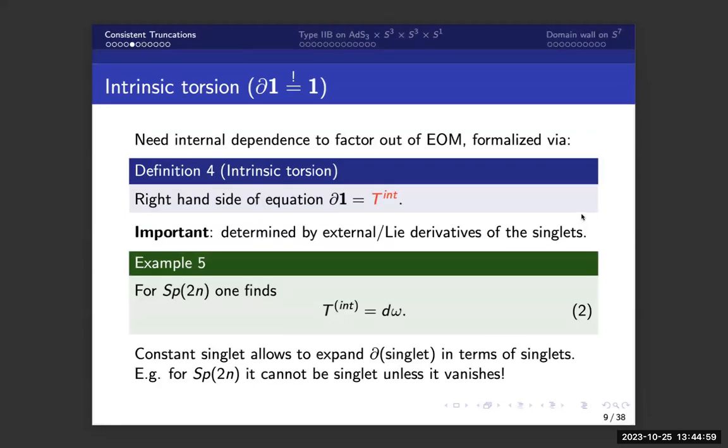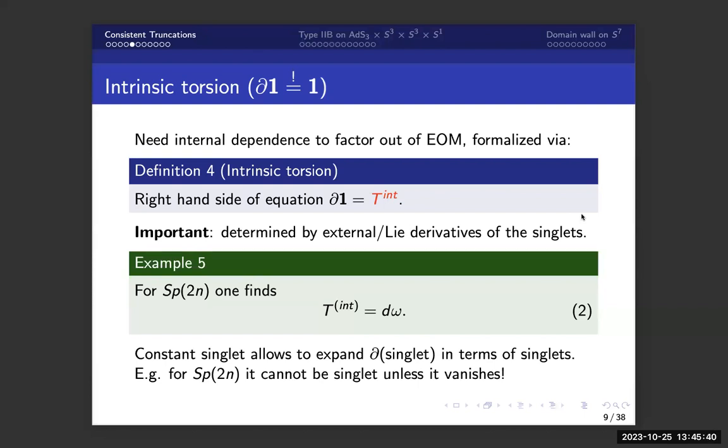Now, the second condition, like I said, one requires to be able to expand the derivatives of these singlets in terms of the singlets again. And so to formalize this, you have to demand that the intrinsic torsion of the G structure is constant and singlet. So this intrinsic torsion has a specific definition, which doesn't really matter in this context. The important thing is that it's a tensor, and it's always defined in terms of derivatives of the singlets. So here derivatives means external derivatives and Lie derivatives, also combined potentially in algebraic ways as well.